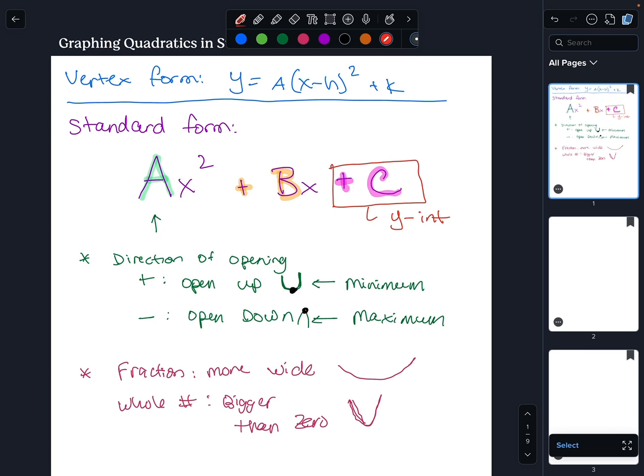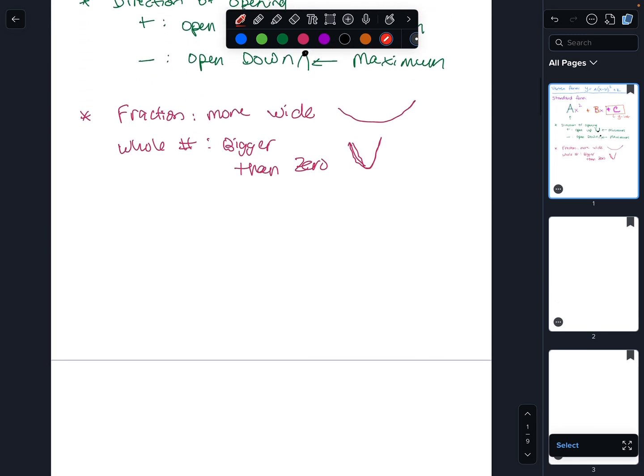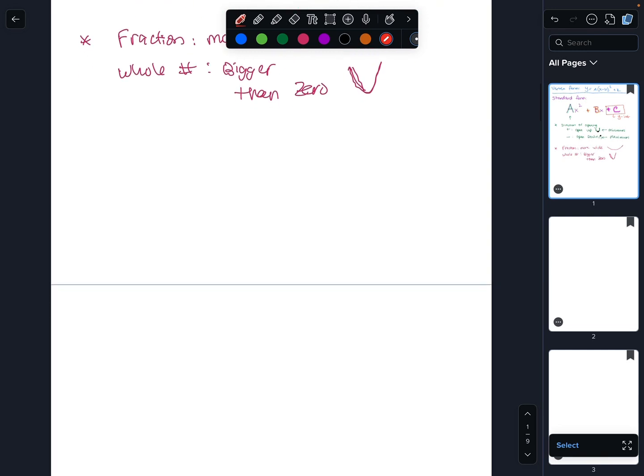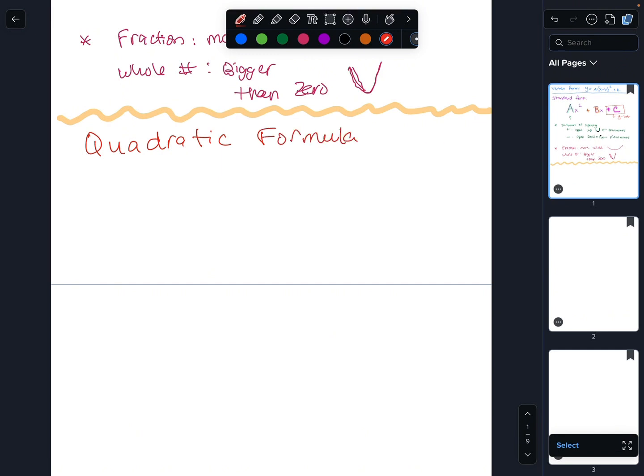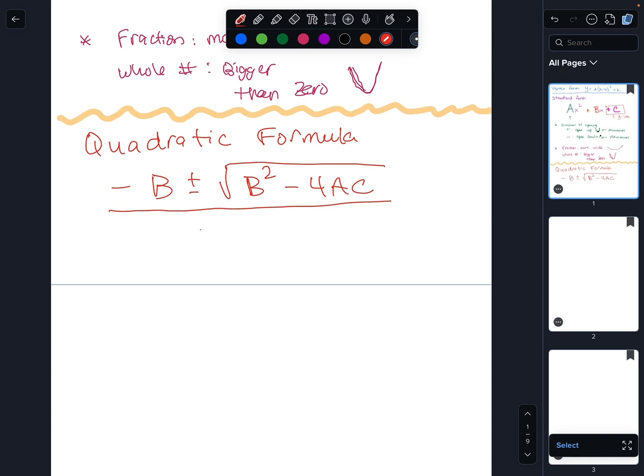Okay. All right. The next thing I want to point out, there's this formula called the quadratic formula. This is the quadratic formula: negative b plus or minus the square root of b squared minus 4 times a times c, all over 2a. And we'll talk about what it's for in a minute.